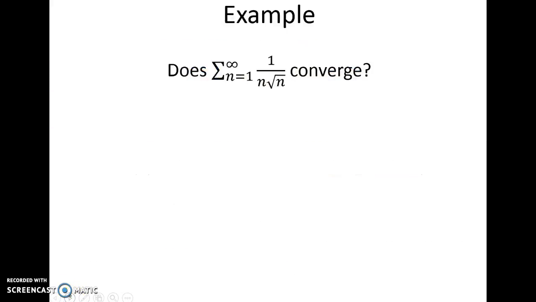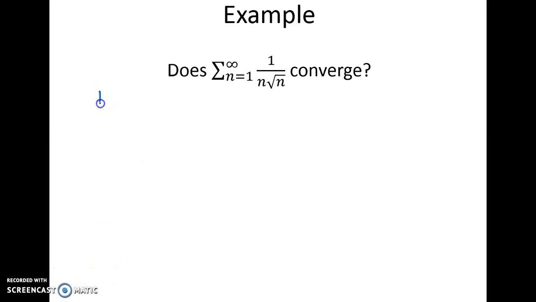Here's an example of a series that you can test convergence for using the integral test. So pause, try it, and then I'll show you how to use the integral test on it. Come back after you've paused it.